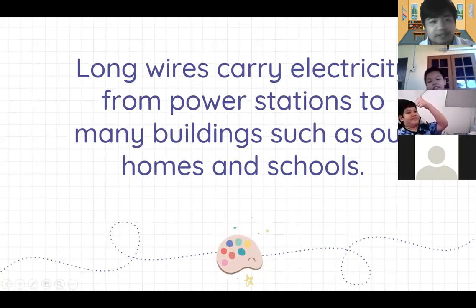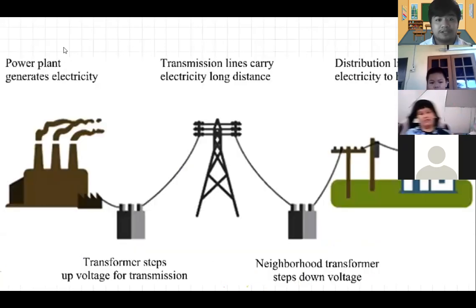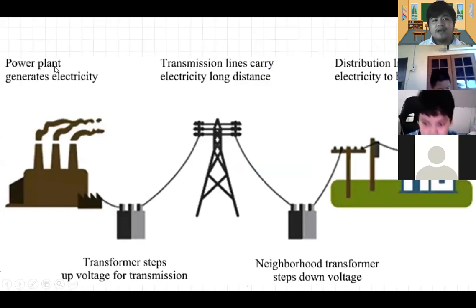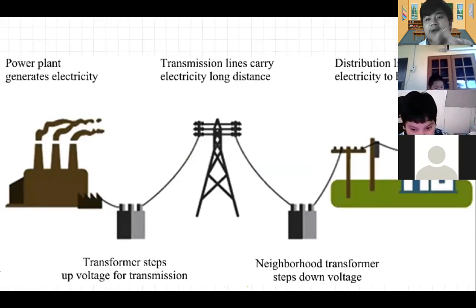All right. So long wires carry electricity from power stations to many buildings such as our homes and schools. So look at the diagram. Here, the power plant generates electricity. Electricity comes from different power plants. It can be a dam, hydropower plant. We call it hydropower plant when they use water, or solar power plant when they use sunlight, or wind farms. What else? Nuclear power plants. Okay, those are the different types.